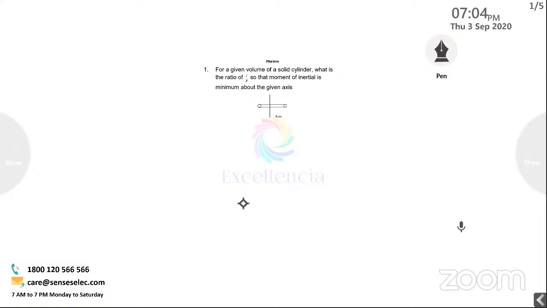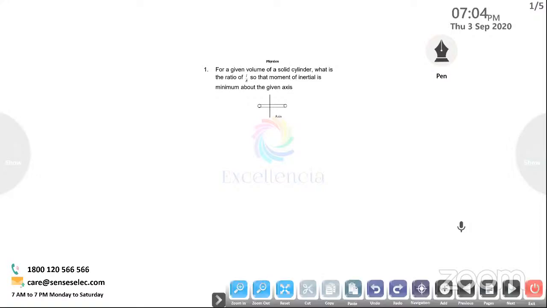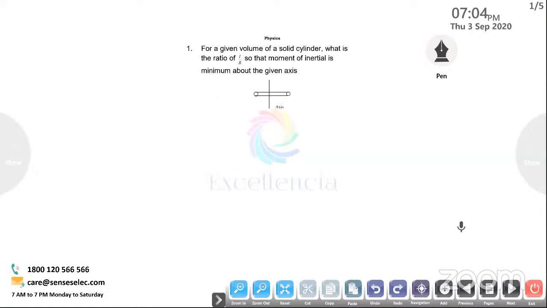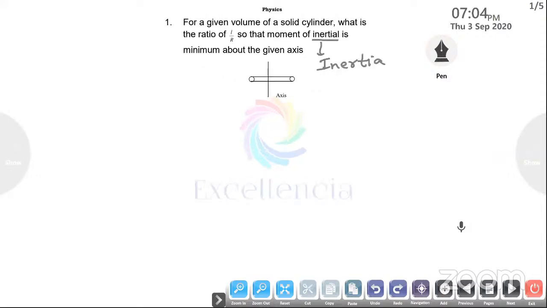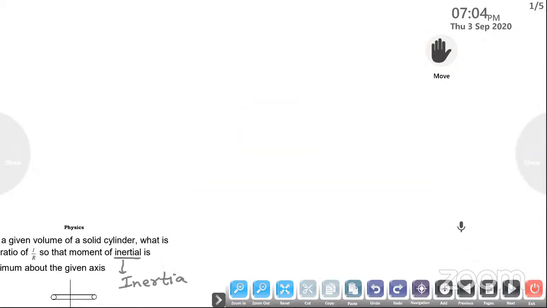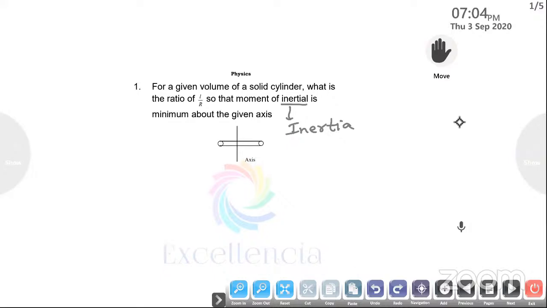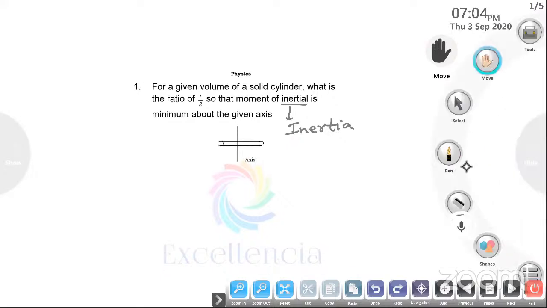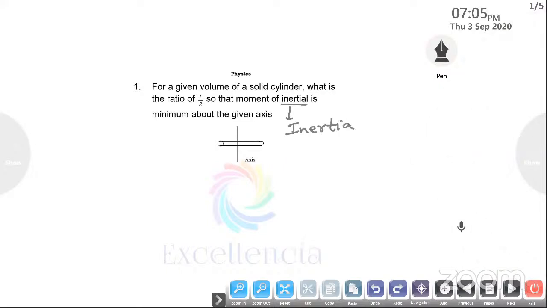First question: for a given volume of solid cylinder, what is the ratio of length by radius, L by R, such that the moment of inertia is minimum over the given axis? Don't make a mistake here. I hope you have seen this question. This was actually repeated a couple of years ago. The same question was asked, similar model.